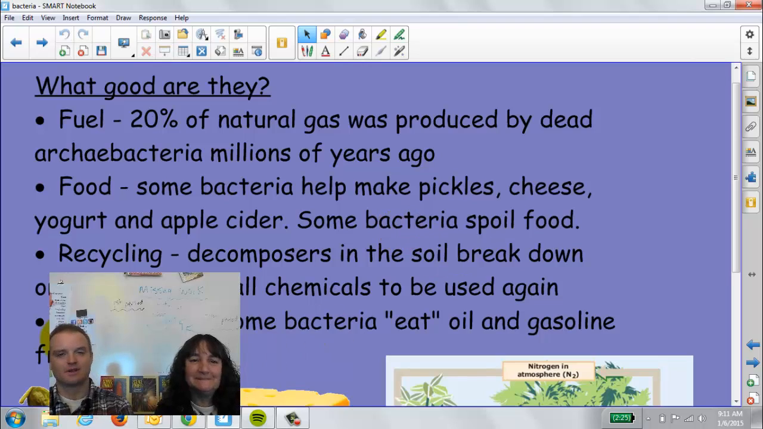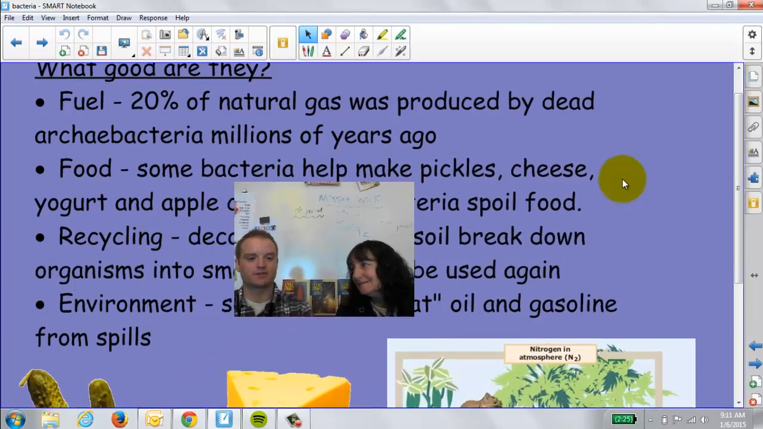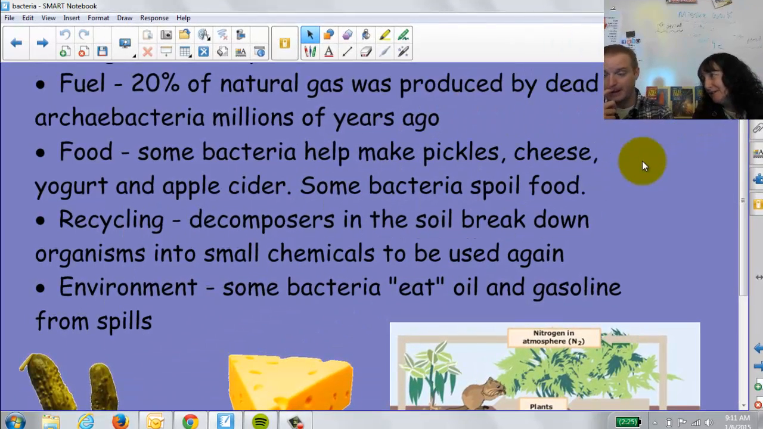Well, we think about even millions and billions of years ago. Twenty percent of our natural gas was produced by dead anaerobic bacteria from millions of years ago that, again, were pressed down in those swamps and those bogs. And over time, have converted into natural gas. And that tells you there had to be a lot of bacteria. A lot of bacteria, there's a lot of natural gas we're still getting. We're just untapping some of those resources.